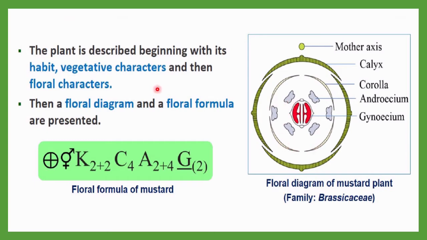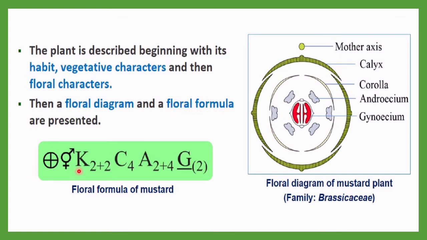So after all this explanation, whenever you describe any plant, you have to start with the habit first. Then vegetative characters, which include the root system, leaf types, and shoot system, and then you have to explain the floral characters: calyx, corolla, androecium, gynoecium, all of these. And finally you have to draw the floral diagram, and then write down a floral formula.